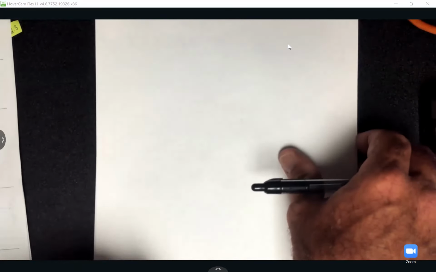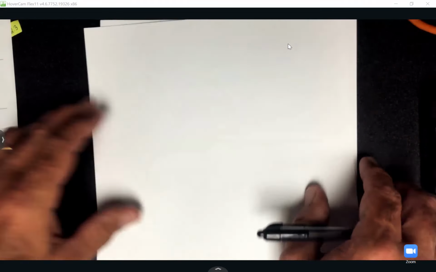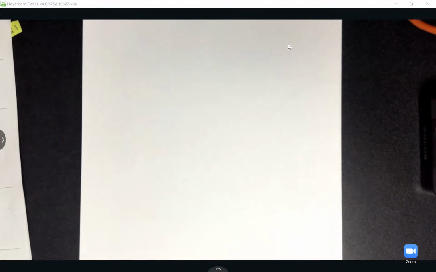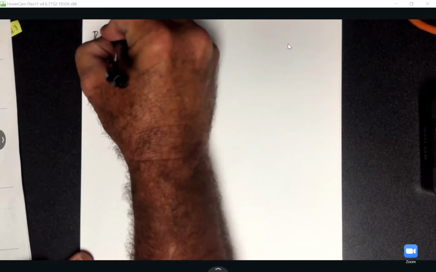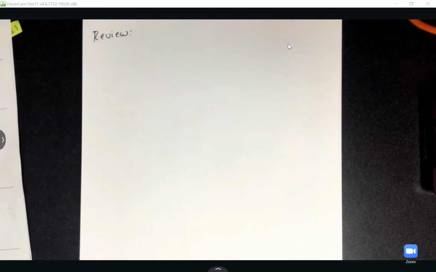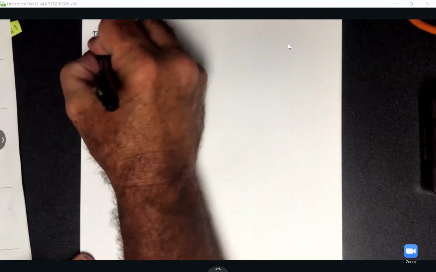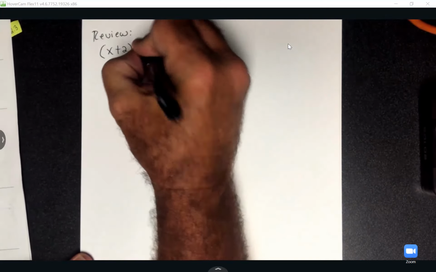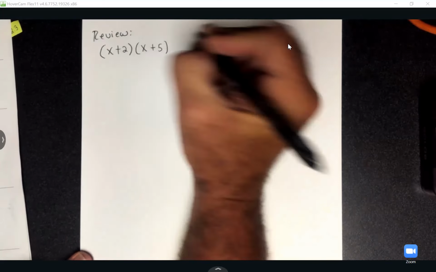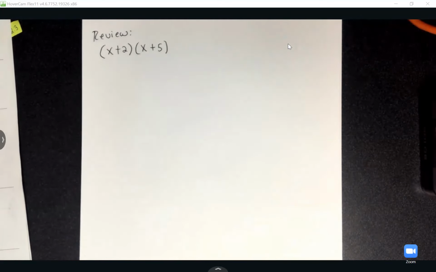All right, so let me fix my paper. All right, so this is just a review here, because we got 2.4 coming up. So since I had extra time, I wanted to do a little review with y'all. So y'all, if I had an X plus 2 times the X plus 5, have y'all ever heard of FOIL?